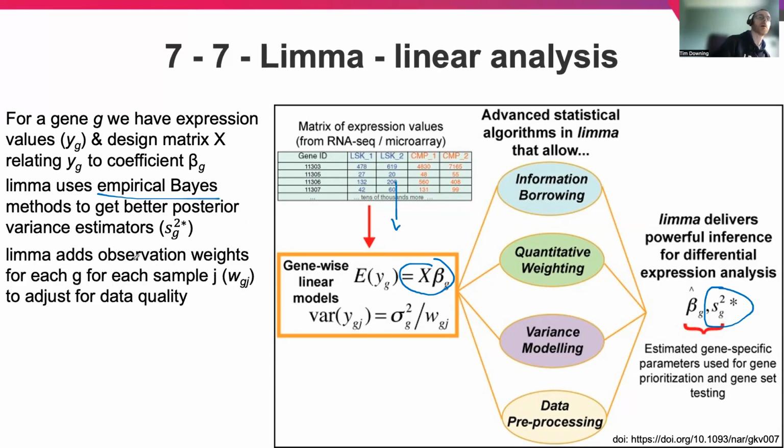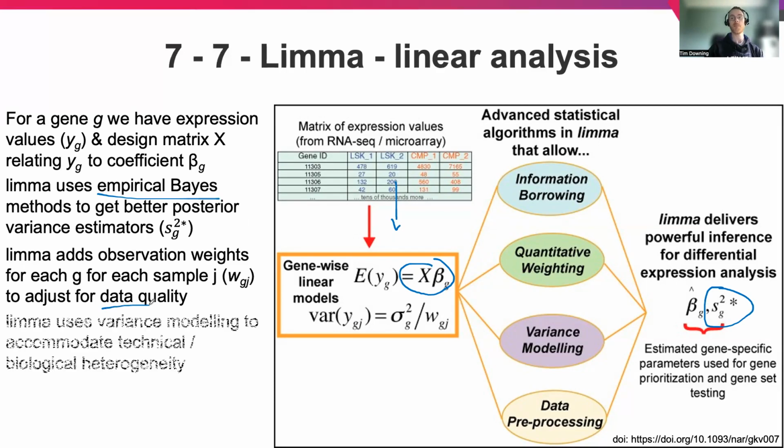It adds observation weights for each gene G for each sample J to adjust for differing data quality, and then it uses variance modeling to accommodate technical and biological heterogeneity as well. So there's quite a few steps here. That means that our initial input data and our output data might differ somewhat.